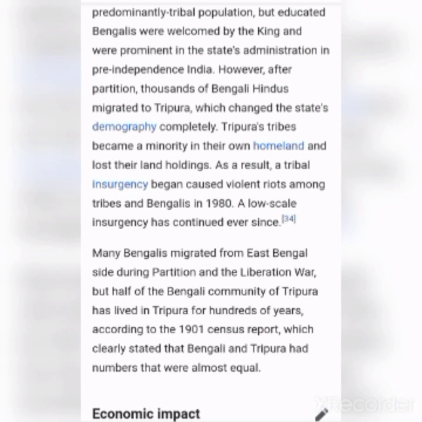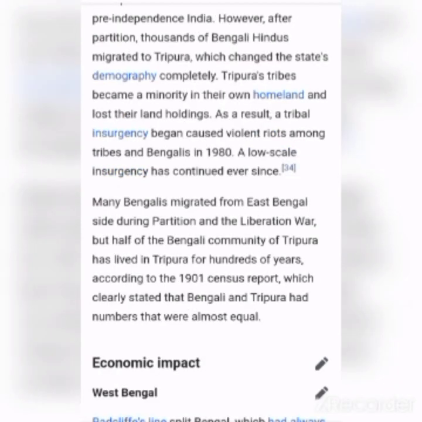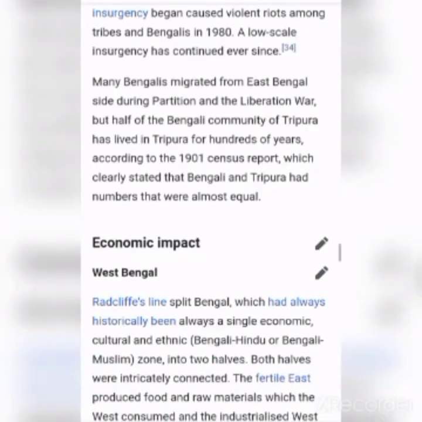Many Bengalis migrated from the Bengal side during partition and the Liberation War, but half of the Bengali community of Tripura has lived in Tripura for hundreds of years, according to the 1901 census report, which clearly stated that Bengalis and Tripuris had numbers that were almost equal.